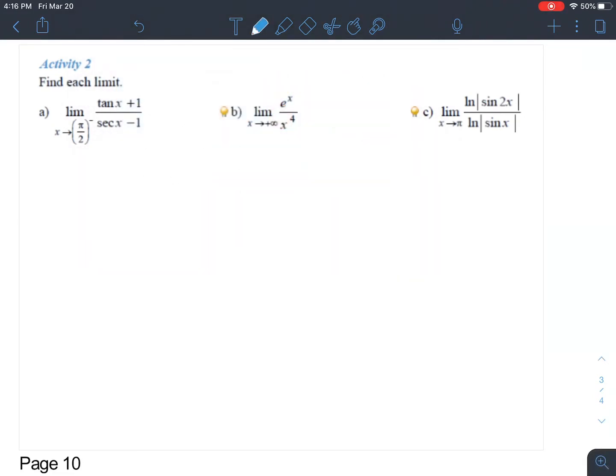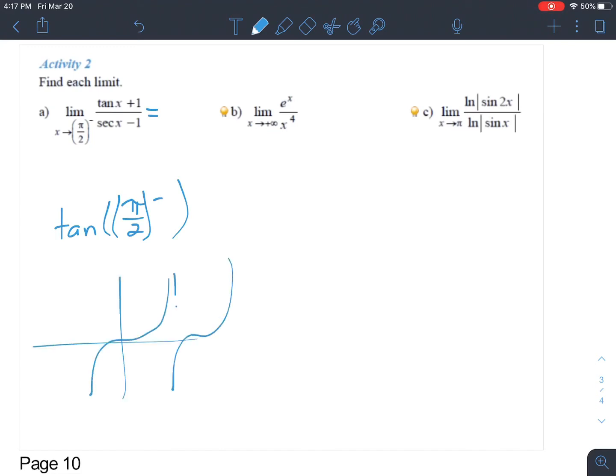All right, for the first one. So we are going to need to show that it is indeterminate first before we do L'Hopital's. Now, we need to first get tangent of pi over 2 from the left-hand side. And if you don't remember what that is, it may be helpful to use the graph of tangent. And tangent has an asymptote at pi over 2. And if we're doing it from the left-hand side, well, that's this part here. We know that that is going to be positive infinity.